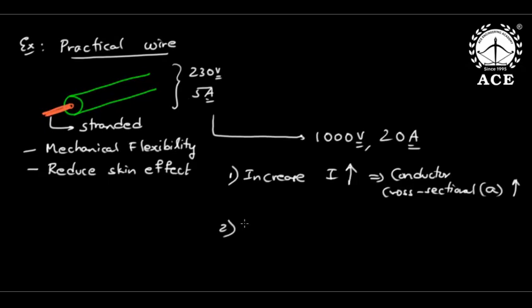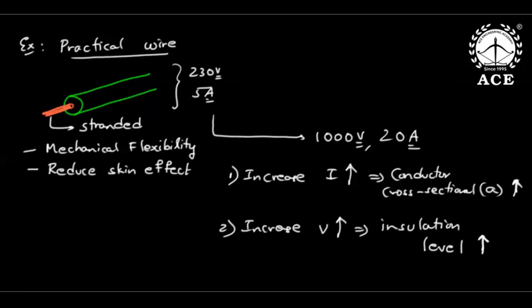And to increase the voltage withstanding capacity, insulation level must increase. Please understand. So to improve the current rating of an equipment, the conductor cross-sectional area must increase. And to improve the voltage level, insulation level must increase.